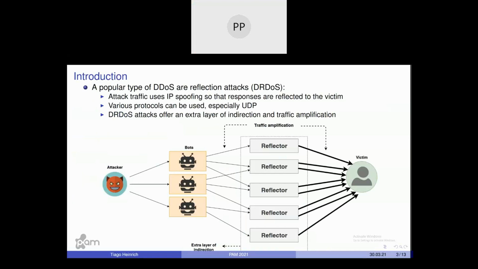A popular type of DDoS are reflection attacks, known as DRDoS attacks. These attacks use IP spoofing so that responses are reflected to the victim. A set of protocols can be used at the same time, and reflection offers an extra layer of indirection and traffic amplification.